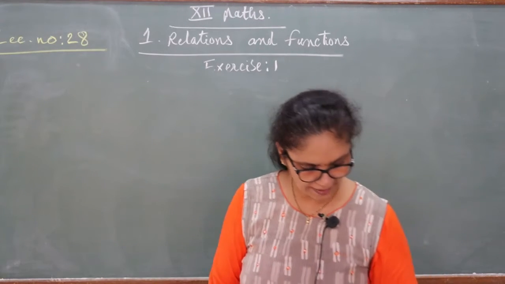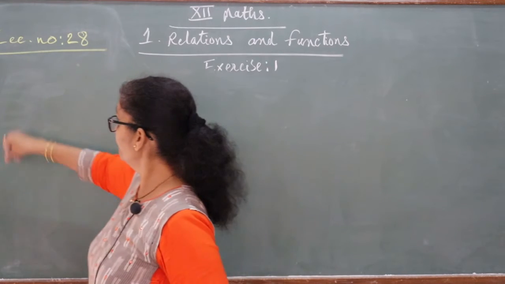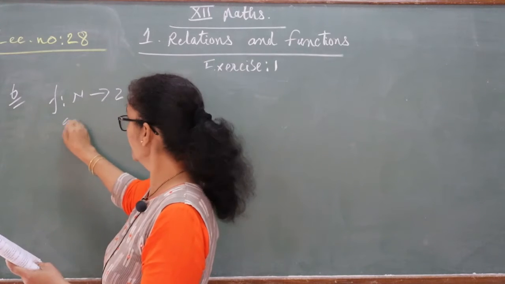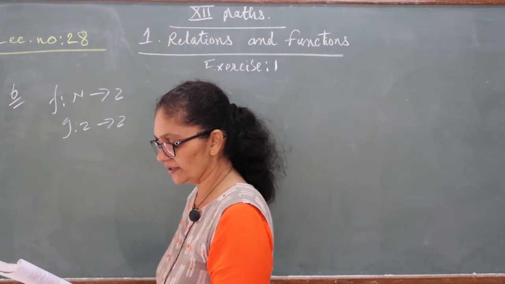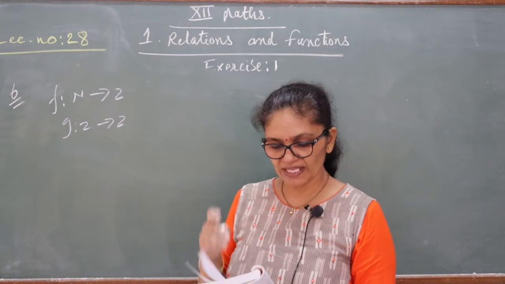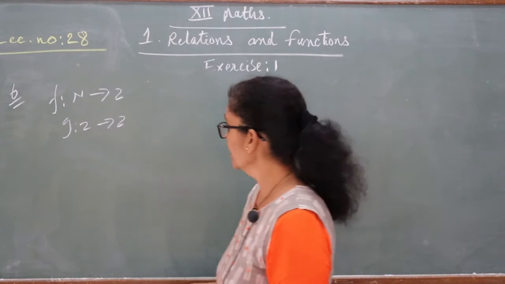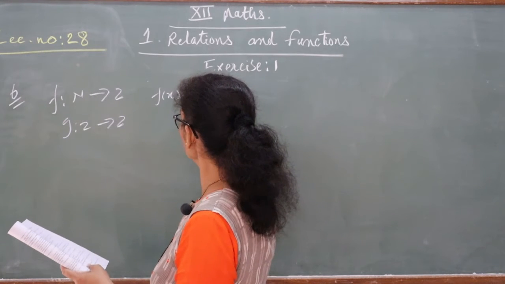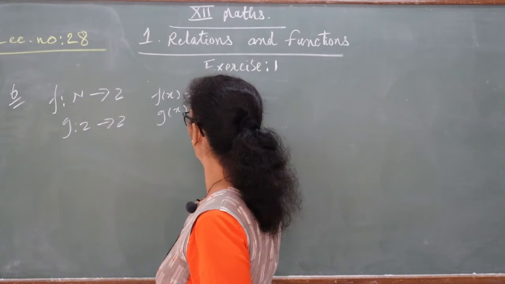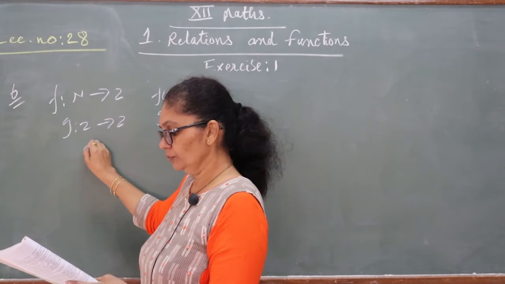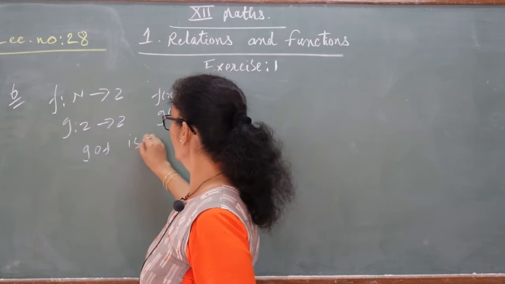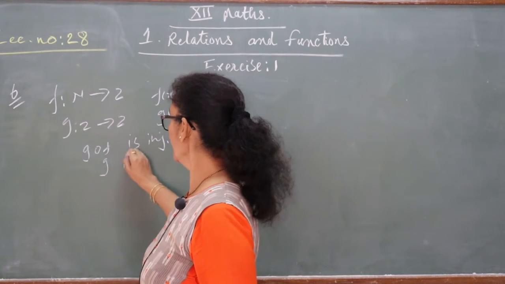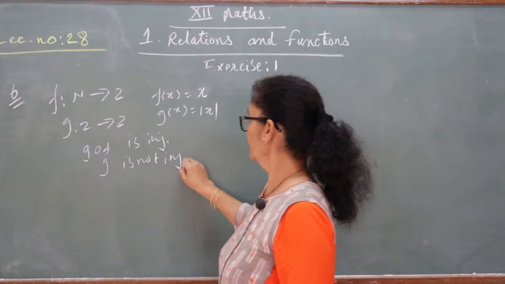The sixth question is, give an example of two functions. First is f from N to Z and g from Z to Z such that g over f is injective, means one-one, but g is not injective. In the hint it is already given: consider the function f(x) is x and g of x is mod x. What is given? You have to show g over f is injective, or one-one, but g is not injective.